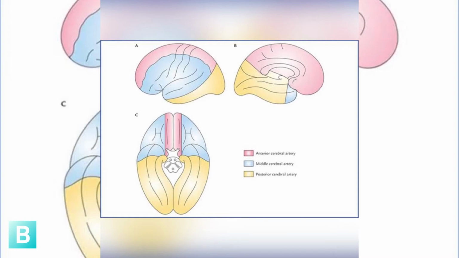Lastly, figure C shows the inferior surface. Most of this surface except the temporal lobe is supplied by the posterior cerebral artery marked in yellow.